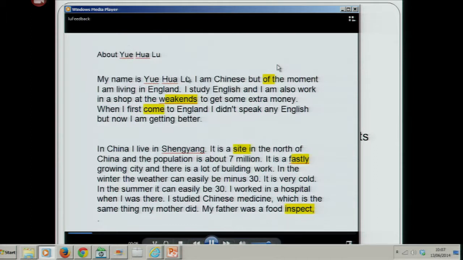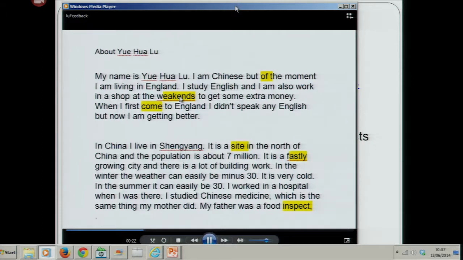I just want to go through some of the things in your essay here. My name is Yue Hualu. I am Chinese, but of the moment. Now, you've got the wrong preposition there, so we need to change that if you can. Here you said at the weekends, but can you look at the spelling of that word, because you've spelt that word incorrectly. Now, if we look at this sentence, when I first come to England, now I didn't speak English.